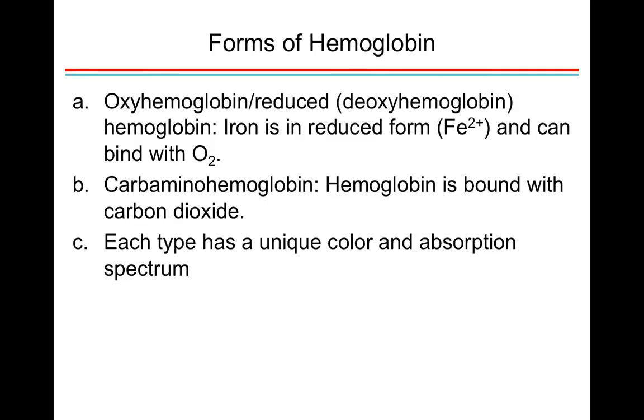Hemoglobin, as we know, can bind oxygen. We call that oxyhemoglobin. And the reduced form of iron, Fe2+, can bind easily to hemoglobin. We also have carbaminohemoglobin, and that's when hemoglobin is bound to carbon dioxide. So this is great: hemoglobin can carry oxygen from the lungs, and it can also help carry carbon dioxide back to the lungs. And we can actually detect if hemoglobin is binding oxygen or carbon dioxide by using a pulse ox, which measures the absorption spectrum of the different kinds of hemoglobin.